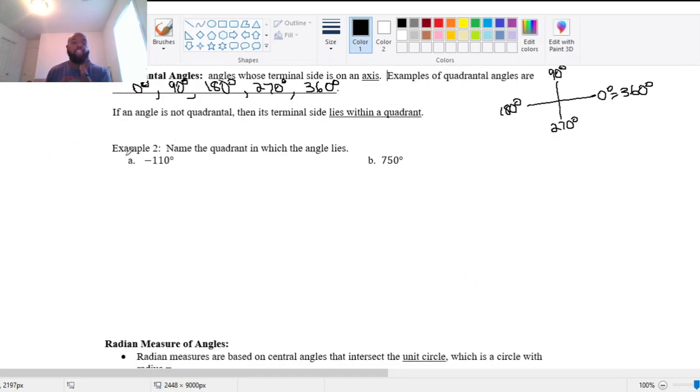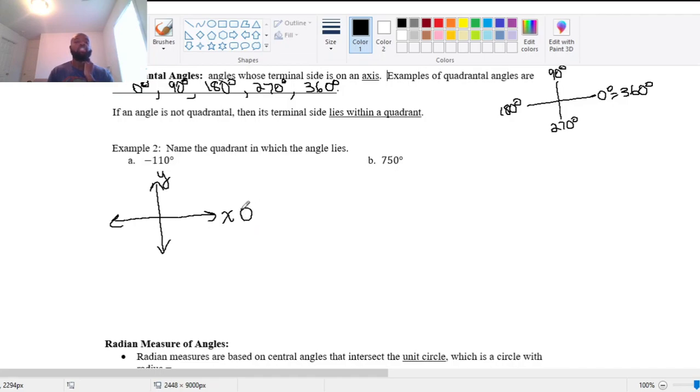And so one of the things that's going to become important is the quadrant in which an angle lies. And so I want to identify the quadrant of these two angles here. We have a negative 110-degree angle. One of the things that you can do to help you out here is to draw your quadrantal angles, right? Now, this is a negative angle here, right? So what I'm going to do is draw negative angles to help me figure this out.